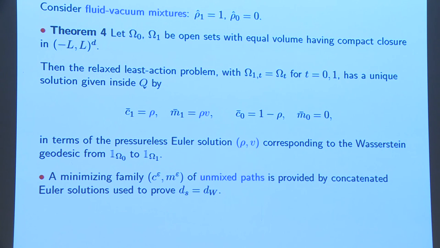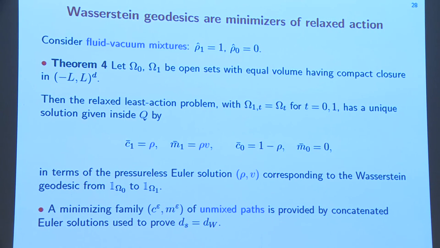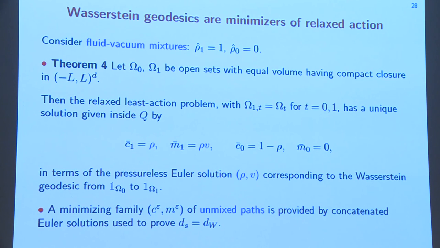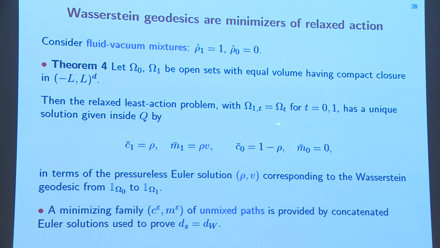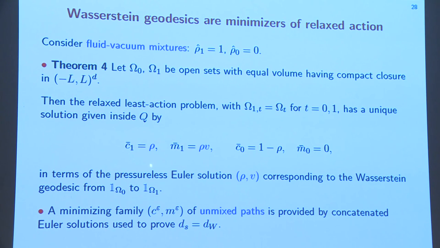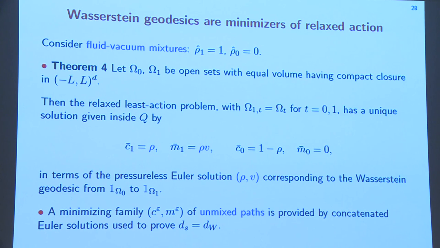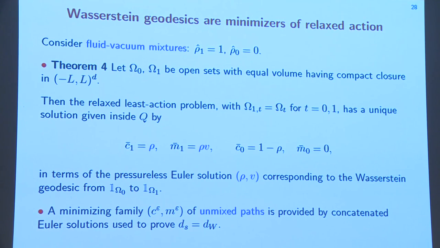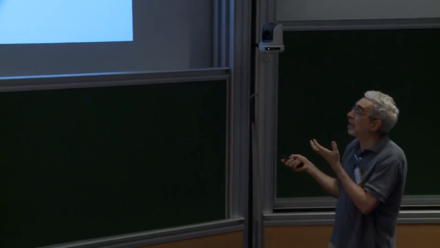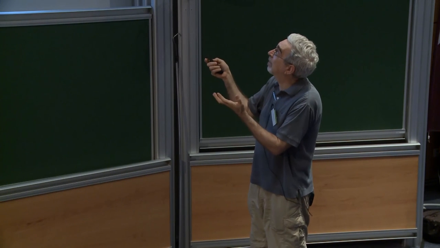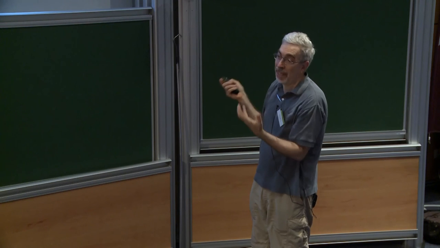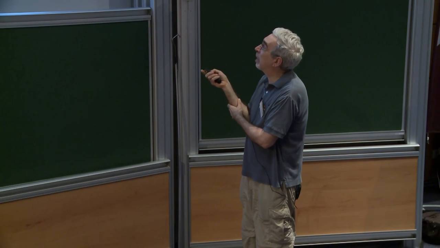And in fact, when you have a fluid-vacuum mixture, this connects our incompressible constrained problem explicitly to Wasserstein. So we can say that the relaxed least action problem has a unique solution given by the Wasserstein geodesic flow, the pressureless Euler flow coming from the Wasserstein geodesic. A minimizing family of the unmixed paths, where the c_j's are given by characteristic functions, is provided by concatenated Euler sprays. And so that's an explicit connection to the geodesics with the incompressibility constraint, looking at it from the point of view of relaxing the least action problem to something that has a minimizer; the minimization is actually given by the Wasserstein geodesic.